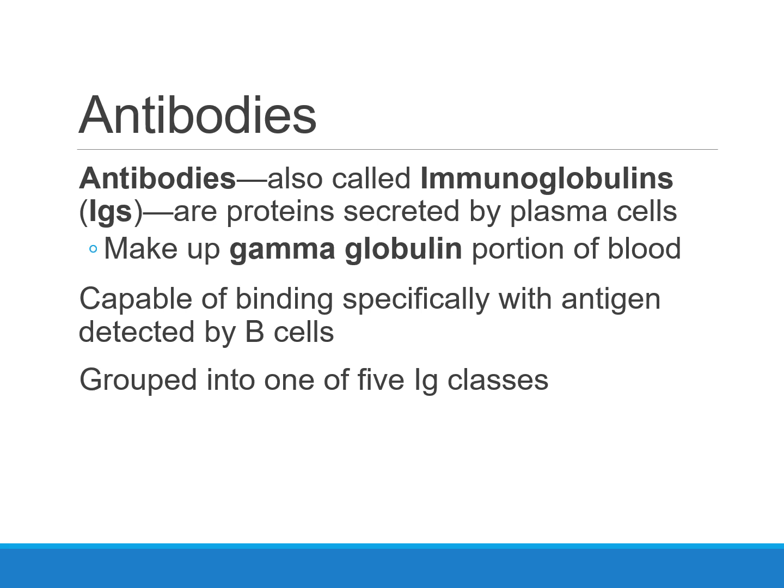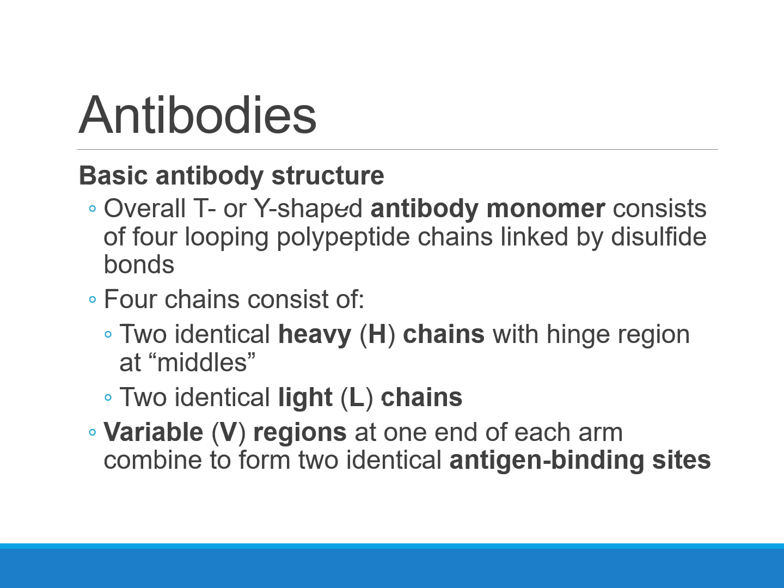So antibodies, I've been talking about them for a while now. They're also called immunoglobulins, and that is where their abbreviation comes from. So Igs are proteins that are secreted by the plasma cells. They are made up of a gamma globulin portion of your blood. So that's where they are derived from. They are capable of binding specifically with an antigen, and that's detected by B cells, and they're grouped into one of 5 classes.